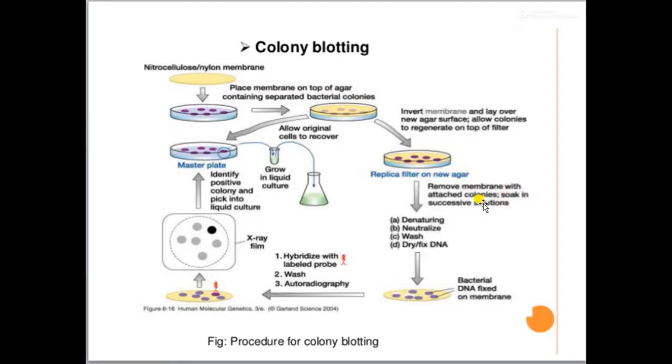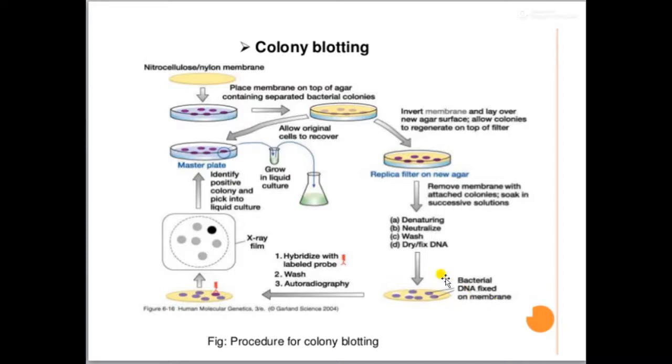and remove the membrane with attached colonies and soak it in successive solutions like denaturation, neutralization, washing, as well as dry and fix the DNA. During this process, what happens? The DNA of all these colonies, as well as RNA, will get denatured and bound onto this particular membrane. So now the membrane will contain the nucleic acids corresponding to different colonies. And the bacterial DNA is now fixed onto the membrane.